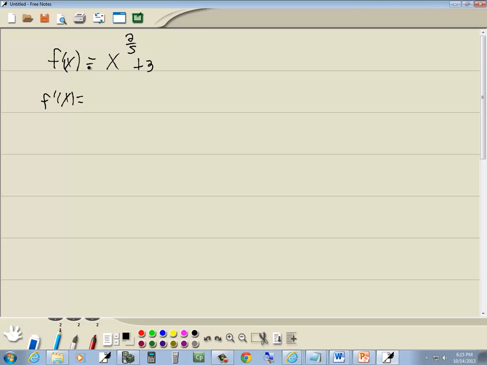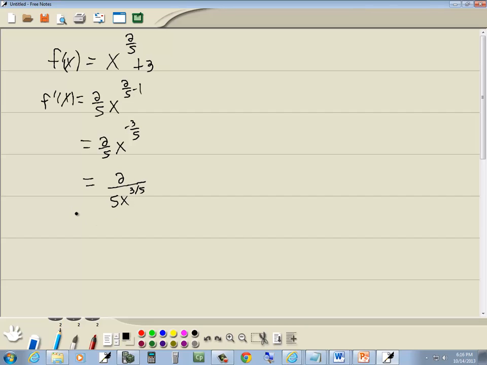Now here we've got x to a power, so take our power, put it out in front, and lower your power by 1. So we've got 2/5 minus 1. Derivative of 3 goes to 0. So we've got 2/5 x. 2/5 minus 1 gives us negative 3/5. And we want to move the negative exponent to the denominator. So we have 2 over 5x to the positive 3/5.